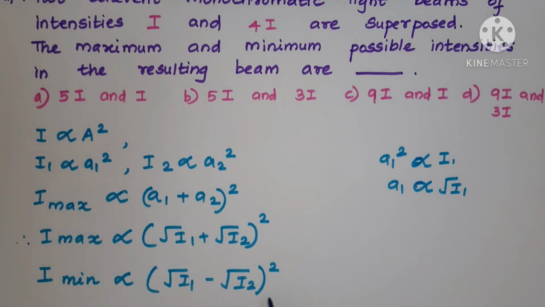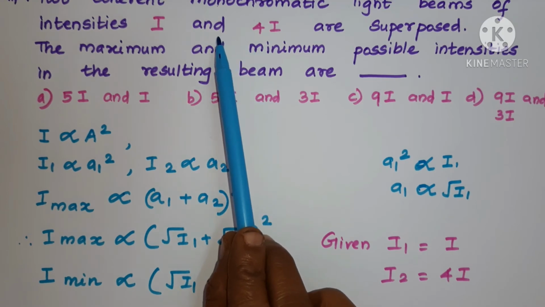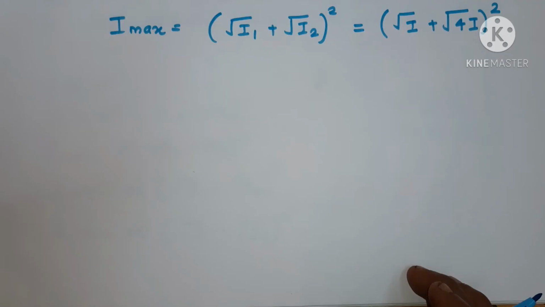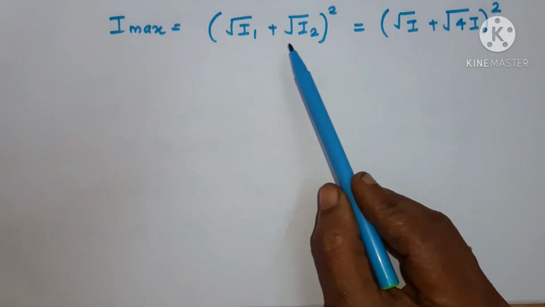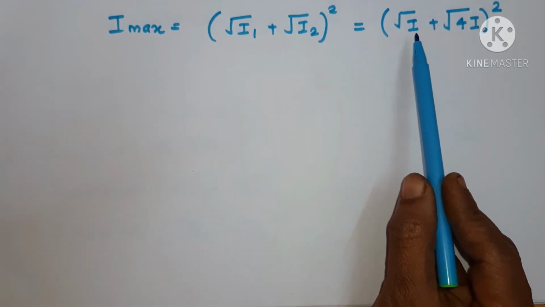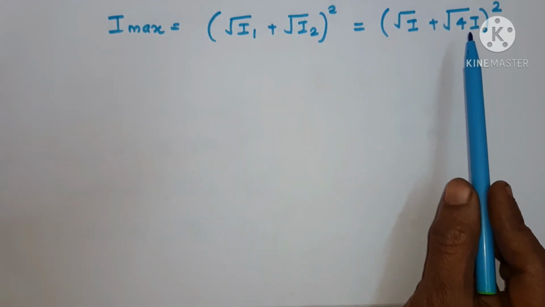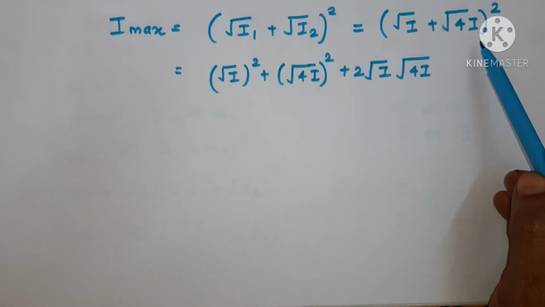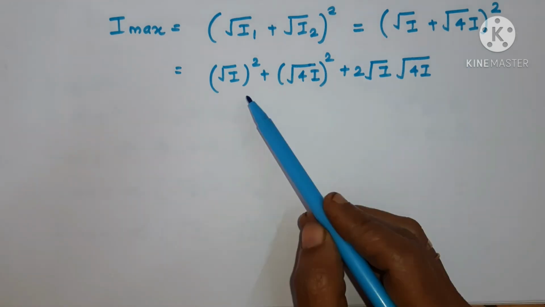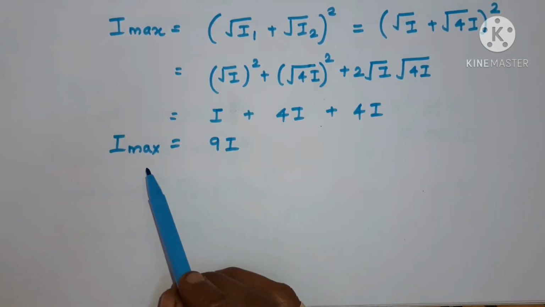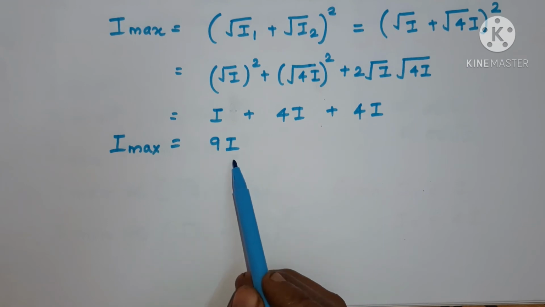Similarly, given I1 is equal to I and I2 is equal to 4I, we substitute the values of I1 and I2 here. Instead of I1 we put I and instead of I2 we put 4I. We simplify this by using the formula A plus B the whole square, which is A square plus B square plus 2AB. After simplifying, we get I max is equal to 9I.